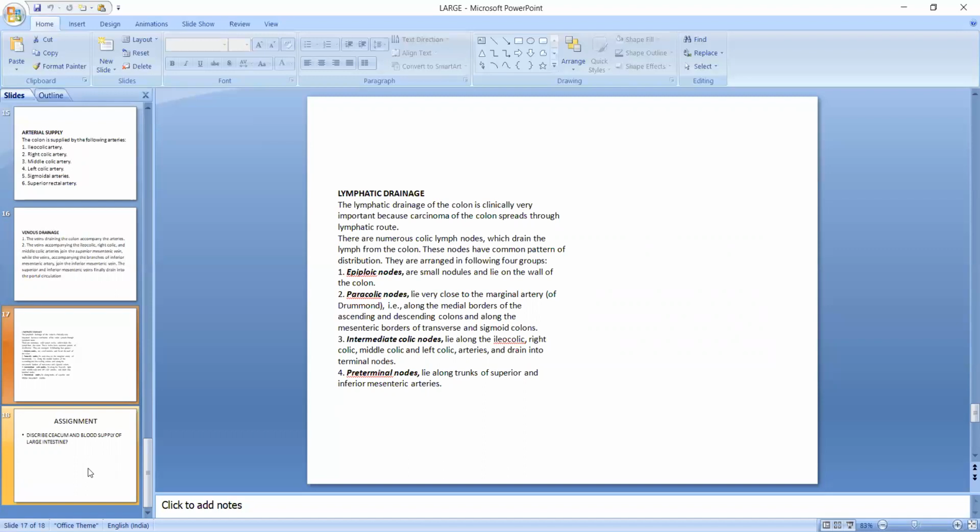Intermediate colic nodes lie along the ileocolic, right colic, middle colic, and left colic arteries and drain into the terminal nodes. Pre-terminal nodes lie along the trunk of the superior and inferior mesenteric artery.